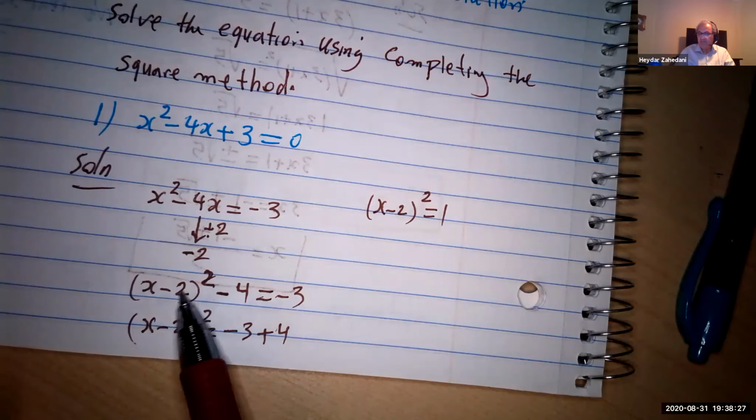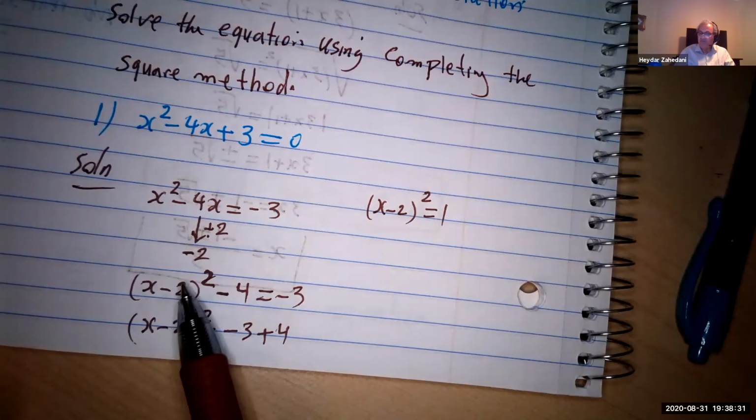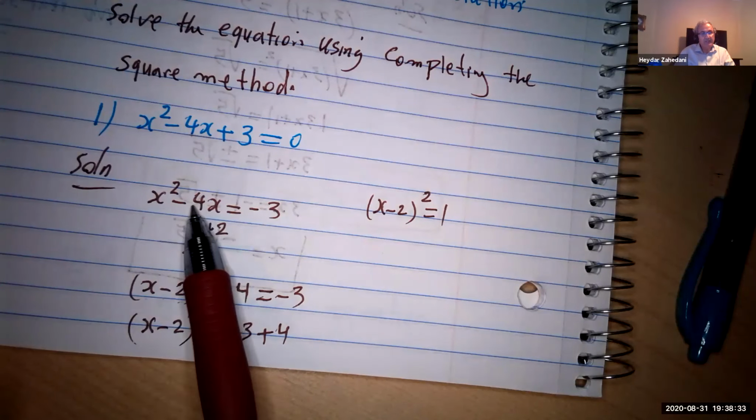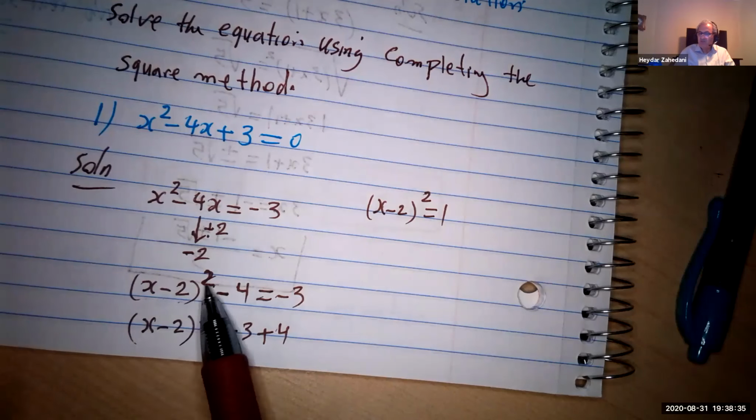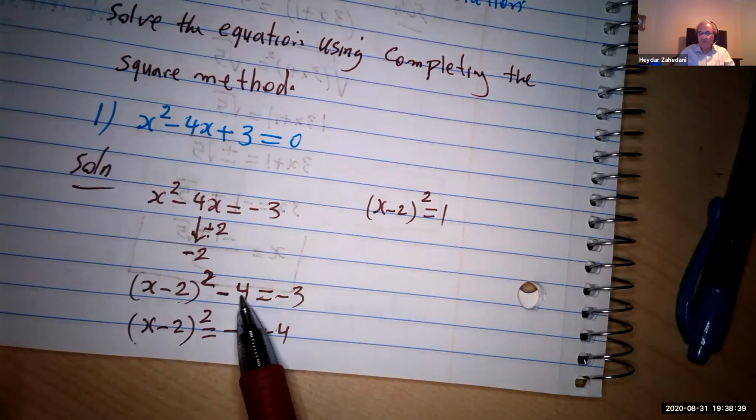So you have x minus 2 squared. But think about it. When you distribute x minus 2 squared, you get 3 terms. You have only 2. So it's going to be x minus 2 squared minus, we call it b squared, minus 2 squared, which is 4. Always minus. So you move it to the other side. Now take the square root method and you're done.